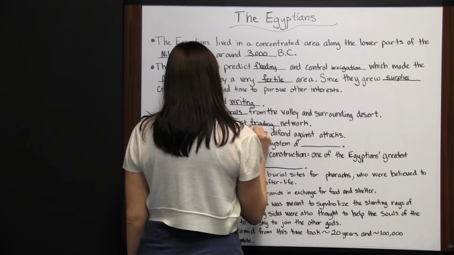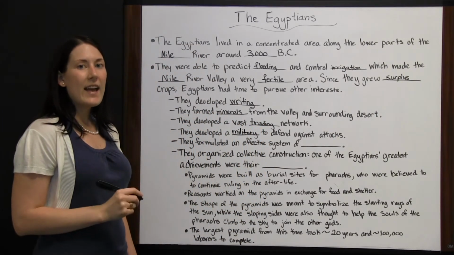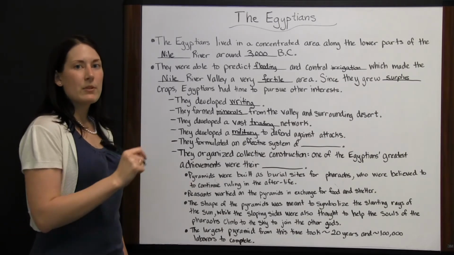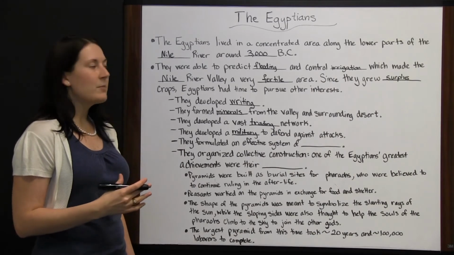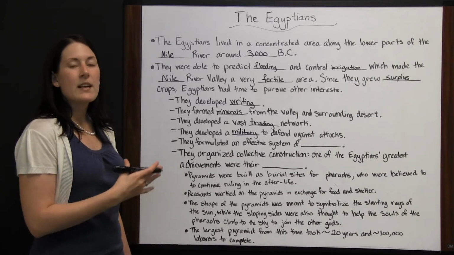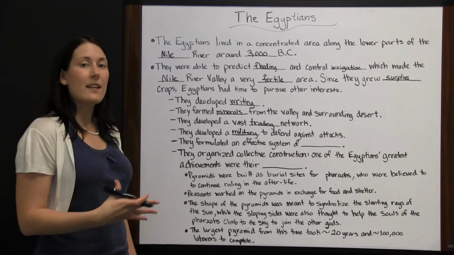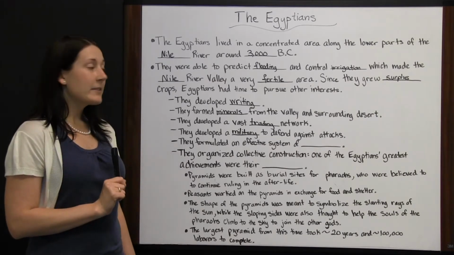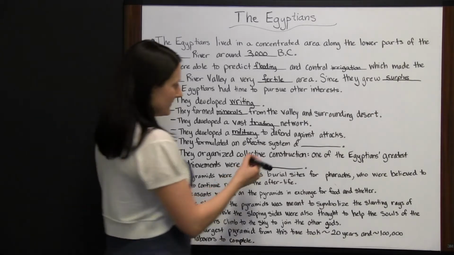So you can imagine living in this fertile valley, other civilizations are going to say, hey, that spot looks really great. I want to live there. I want our people to live there. So the Egyptians did have to defend Egypt against attacks because this Nile River Valley was a pretty popular place, and people saw that it was good land and they tried to make it their own. So Egypt had to develop a military. They formulated an effective system of medicine.